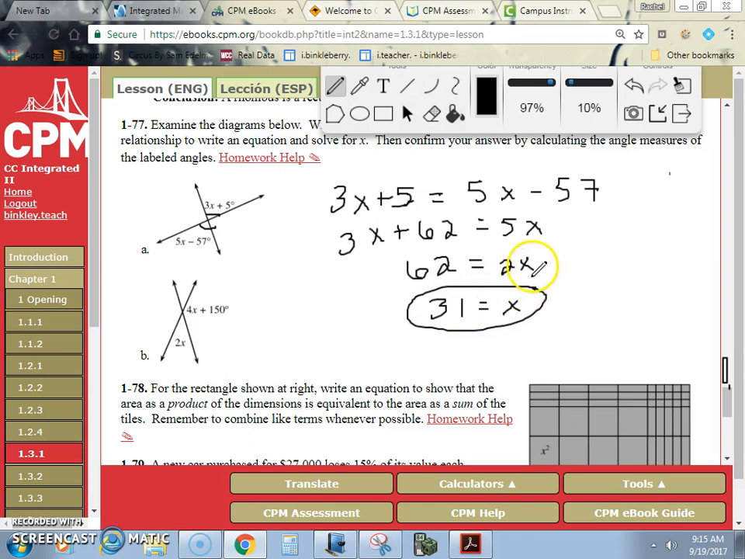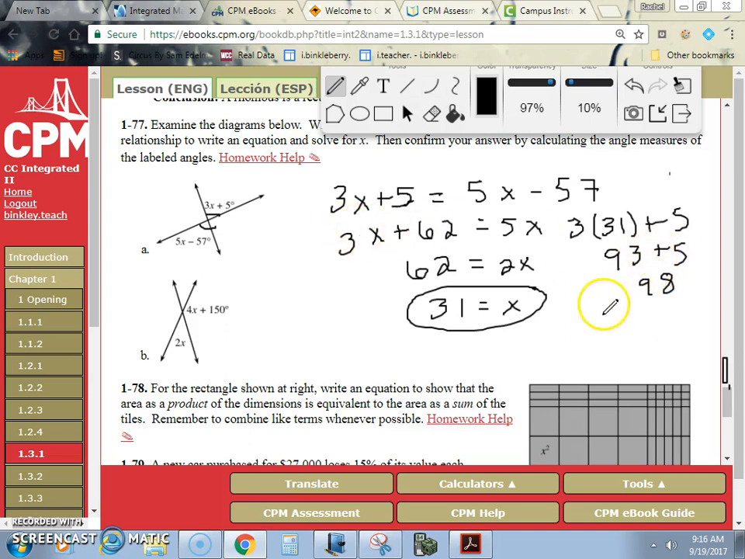Okay? So I've solved for x. I have not solved for the angle. To solve for the angle, I would have to put that back in. Angle measure 3x + 5. Instead of 3 times x, it's going to be 3 times 31 + 5, which is going to be 93 + 5, which is going to be 98.